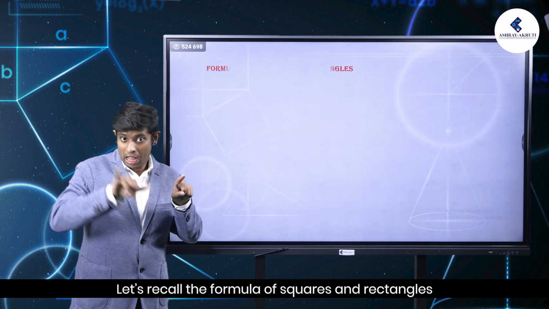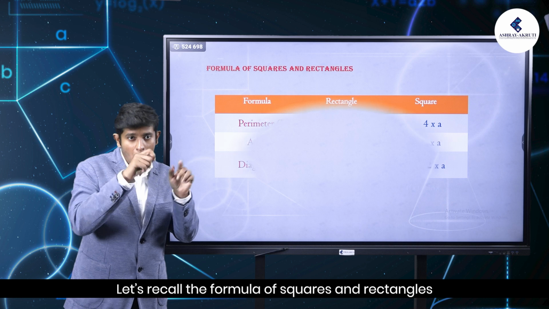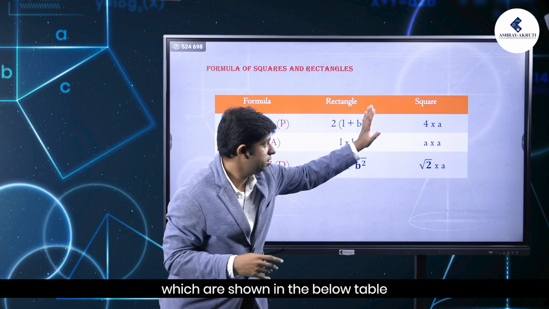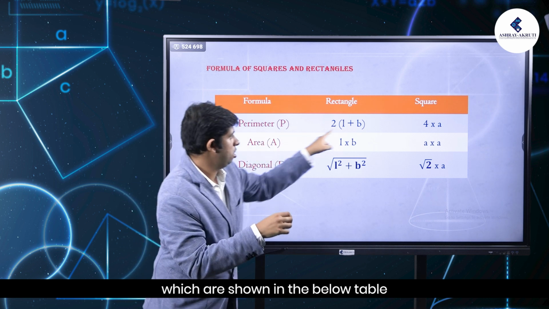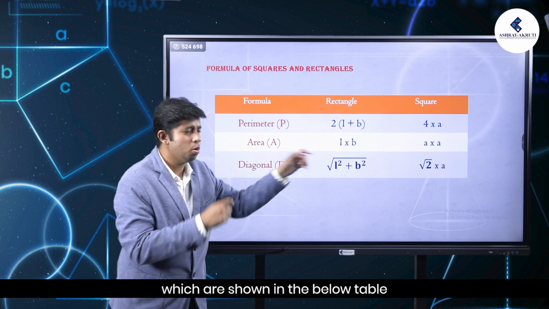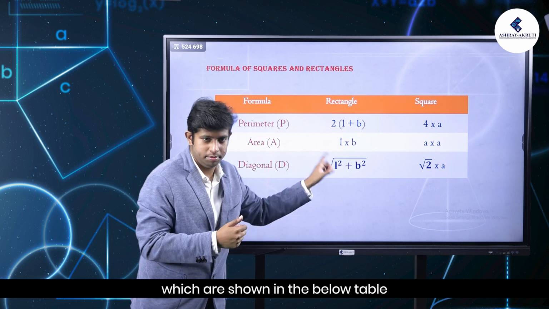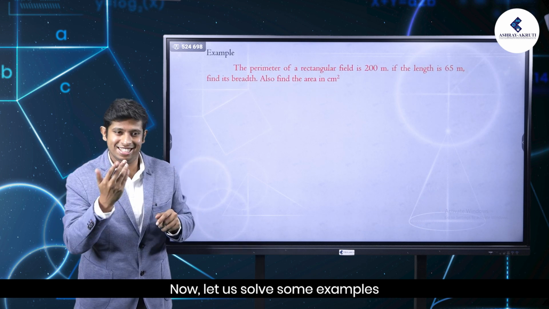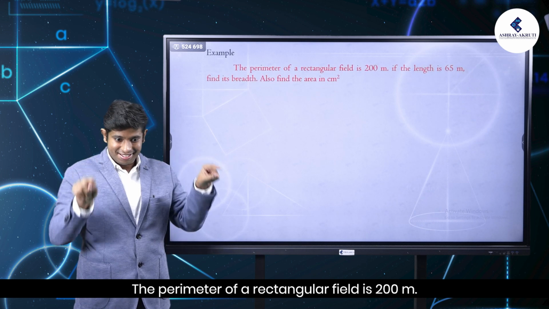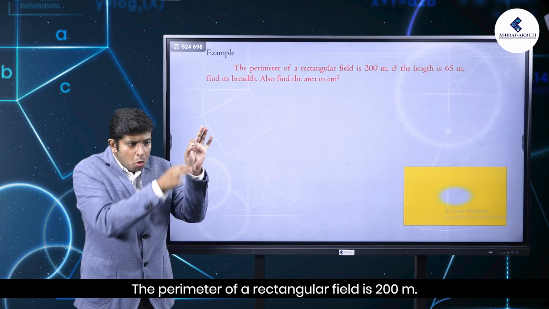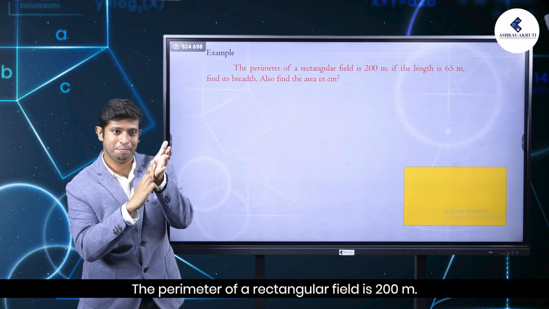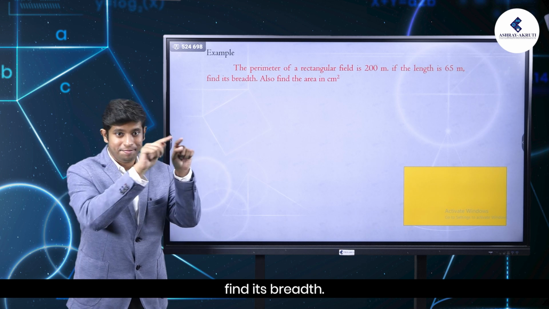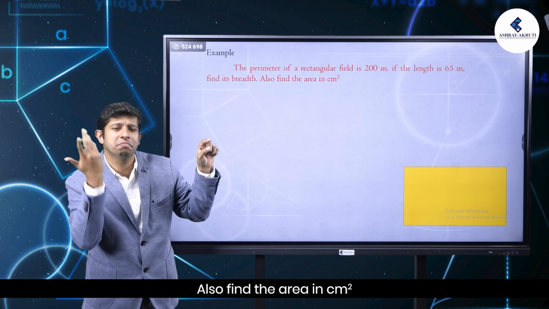Let's recall the formula of squares and rectangles which are shown in the below table. Now let us solve some examples. The perimeter of a rectangular field is 200 meters. If the length is 65 meters, find its breadth. Also, find the area in centimeter square.